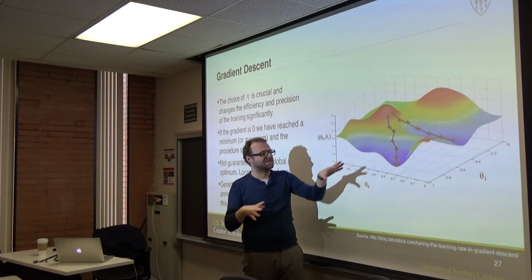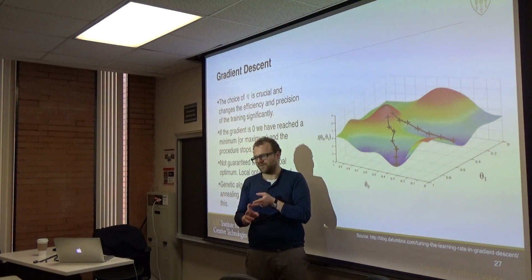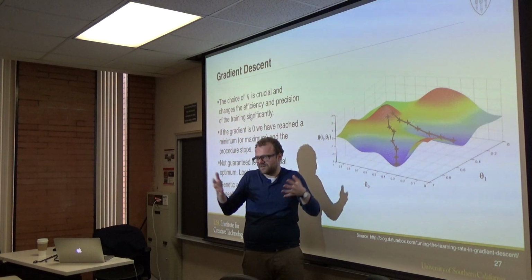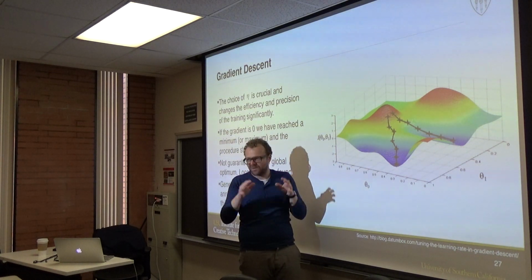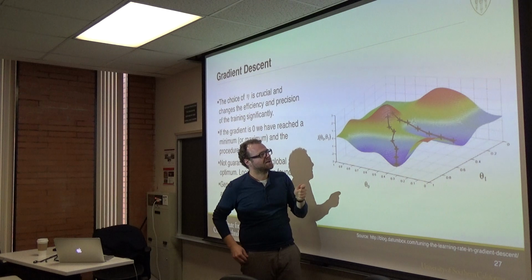Okay. And this is only visualizable if you have two parameters, obviously. But if you have like 100,000 parameters, this curve is kind of difficult to visualize, but it still holds that you want to walk in the negative direction.